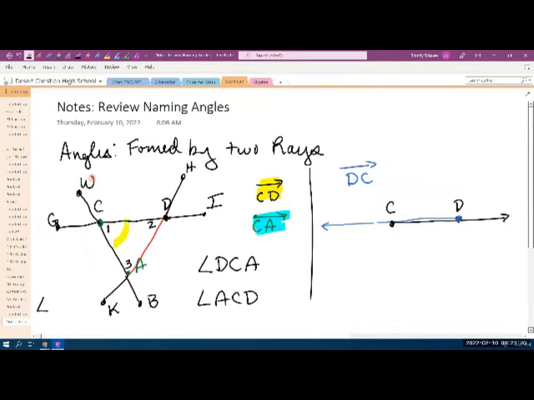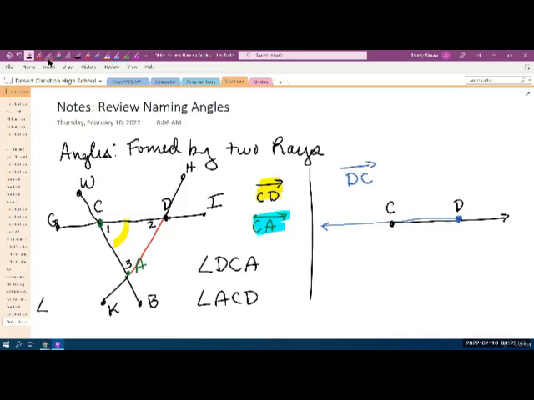So now I have more points, but this angle right here is still named with this common endpoint, the vertex, and its ray, and the ray with this common vertex, this ray. So I still need to have C in the middle for this angle right here.